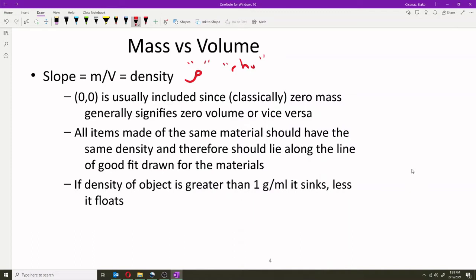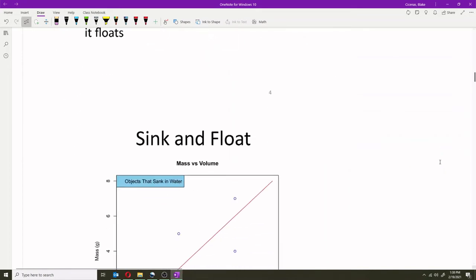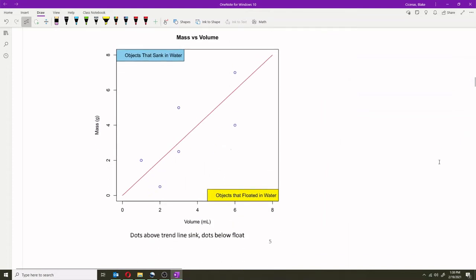All items made of the same material should have the same density and therefore should lie along the same line as you found before. And if the density of the object is greater than 1, it sinks, and less, it floats. So in this case, we had objects that sank above the red line, which is your water line, and objects below that floated.